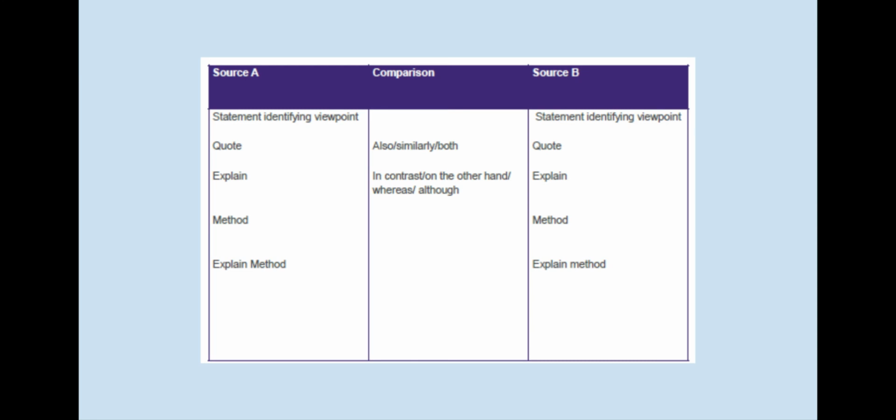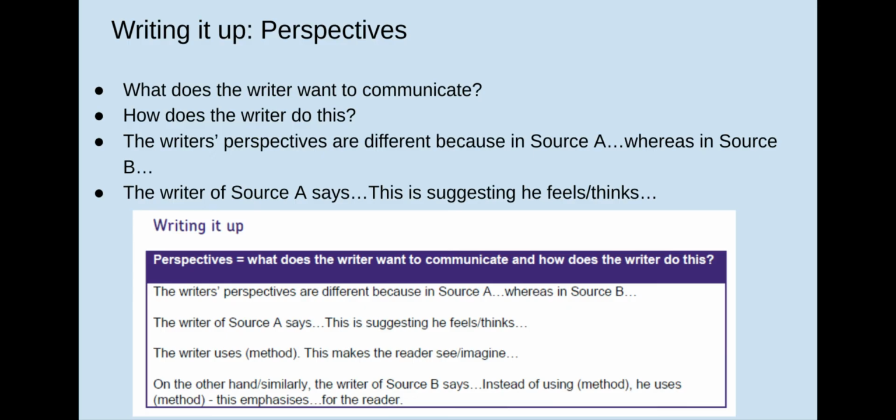Same process here, it's just a slightly different layout. PETER or VMEC paragraphing. Okay, so as you're writing up, think about the writer's perspectives. What is it about the writer that they're trying to communicate with you? How does the writer do that? Are they happy? Are they sad? Okay, are they tense? Is the piece quite fast or slow? How is it similar or different to the other source?